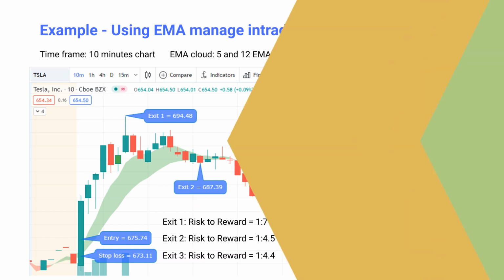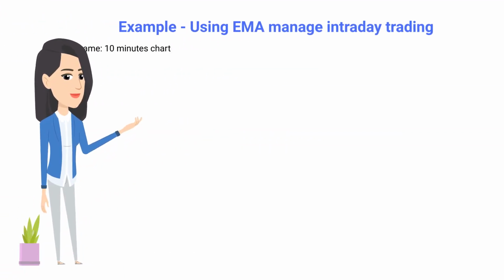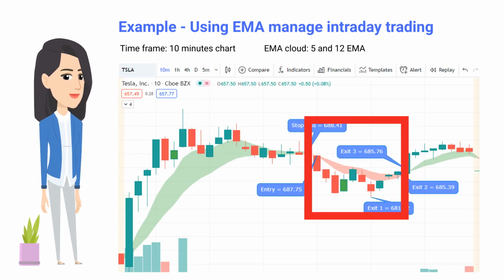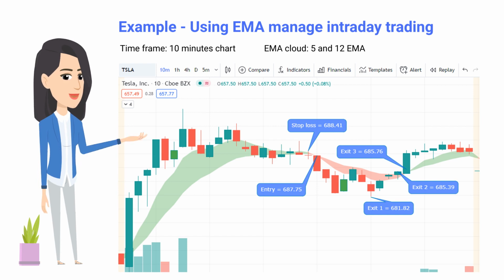Now, let's take a look at the trading opportunities in the second trend change pattern, green to red. The EMA Cloud change to red indicates a potential trend change.